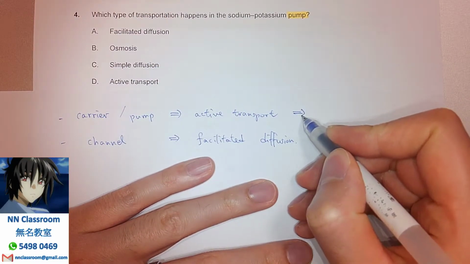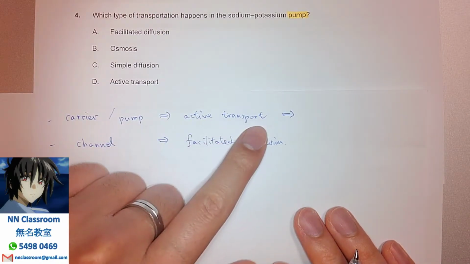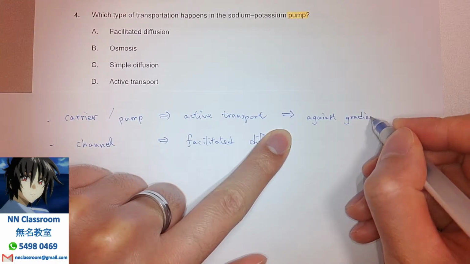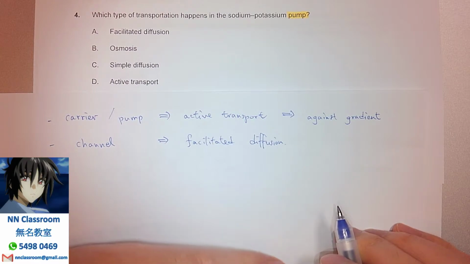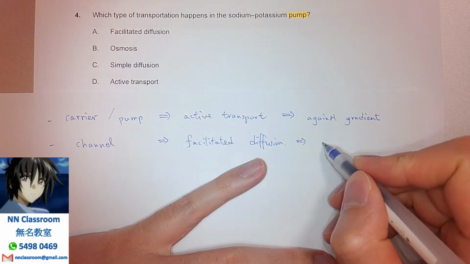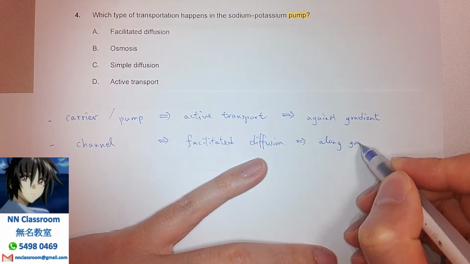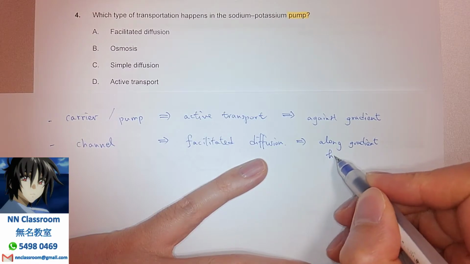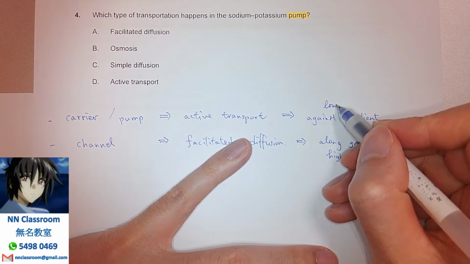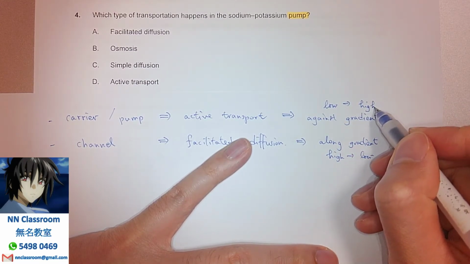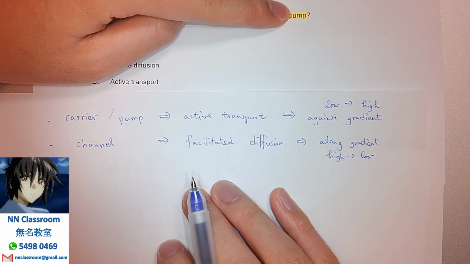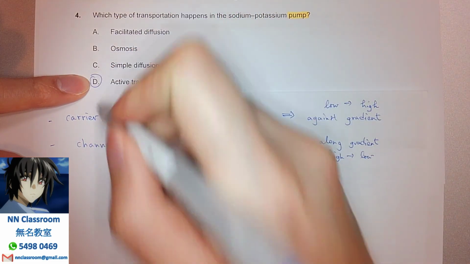I think most students should have known this a long time ago. Active transport is against the gradient. That means you can move things from a low to a high concentration area. But for a diffusion process, whether facilitated or simple, it must be along the gradient, that means from high to low. But if you pay the energy, of course you can do things differently, from low to high concentration. So back to this question, for the pump, the transportation process is going to be active transport.